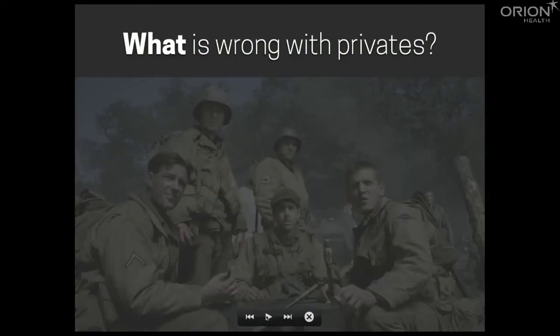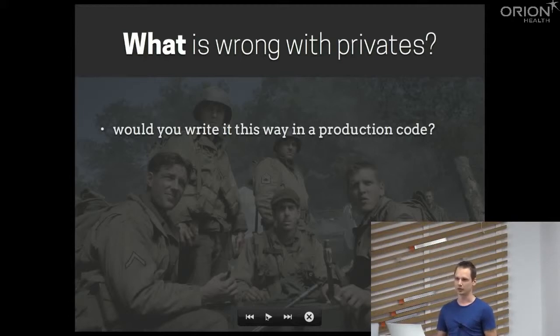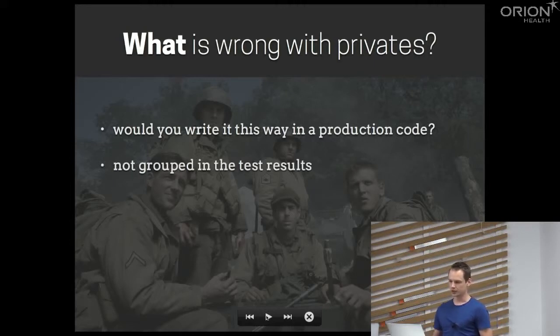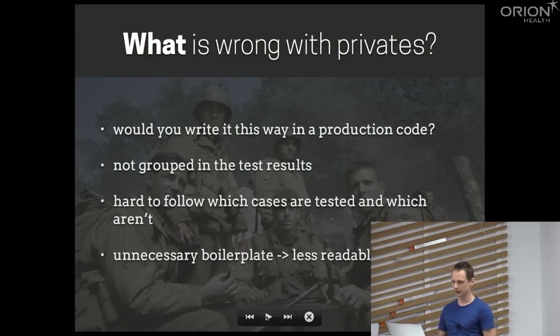So what's wrong with the code I showed? It's something you wouldn't write in your production code, is it? Normally you'd have one public method which would take in a parameter, right? And they are not grouped in the test results. If you run those tests, they are not grouped in the test results. And moreover, if someone else adds some more tests to that class, they might end up not even being grouped in the source code. So it's hard to follow which cases are tested and which aren't. And this way of doing things introduces some unnecessary boilerplate, so it makes the test class a little bit less readable.